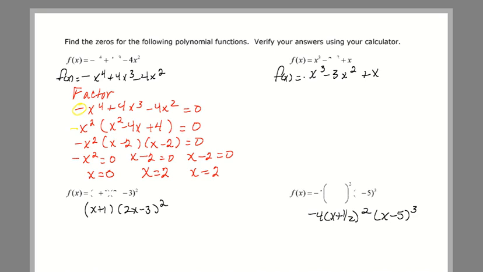Let's work on factoring this one. So x cubed minus 3x squared plus x, we're going to set that equal to 0 and work on factoring it. I'm going to pull out an x because there's an x common. So I get x squared minus 3x plus 1. There's my first factor of x. This quadratic inside, sadly enough, does not factor. So if I have a quadratic that doesn't factor, I've got to jump into the quadratic formula.